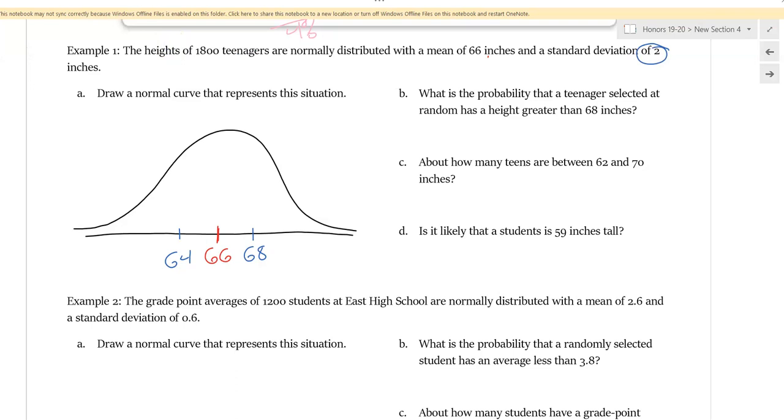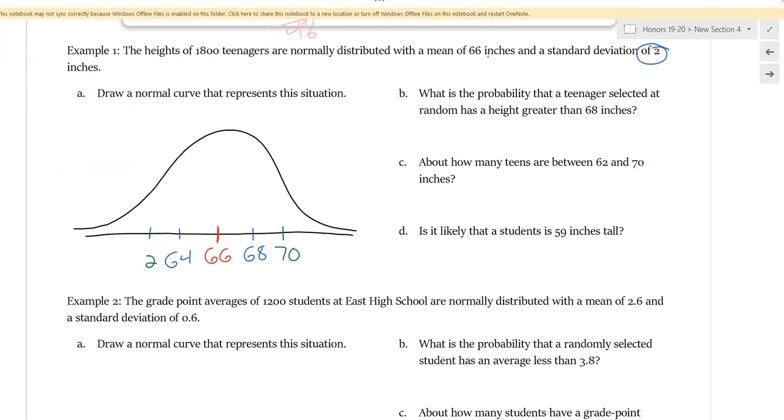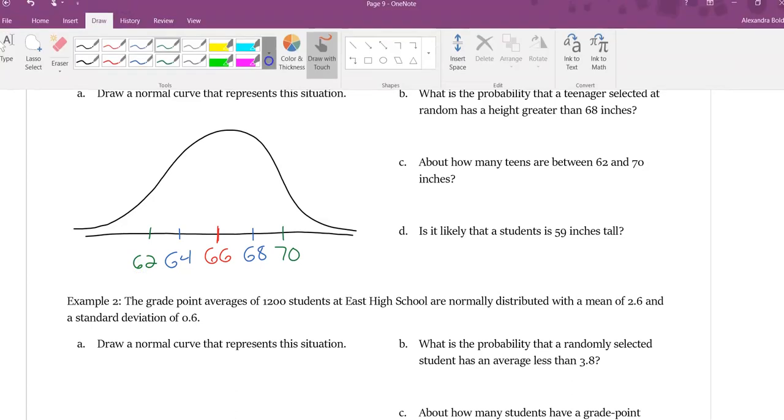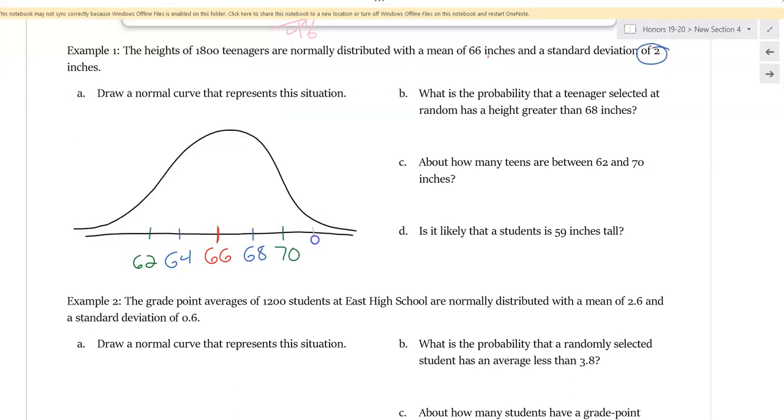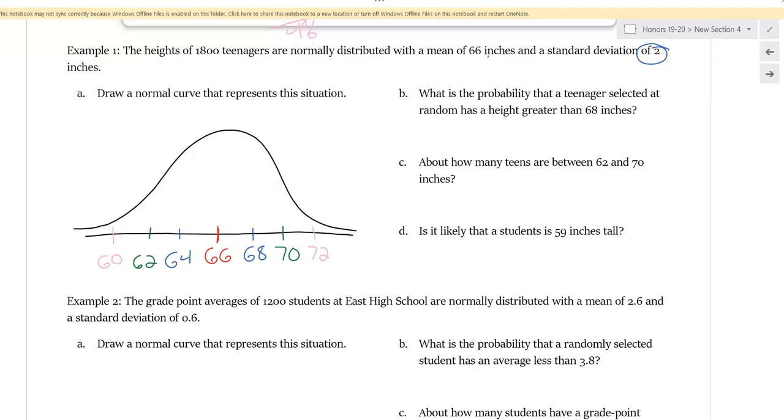Same thing, I want to do my next standard deviation. We do this 3 times. Well, if I add 2 again, I'm at 70. If I subtract 2, I'm at not 70, 62. So again, I'm just jumping each time by whatever the standard deviation is. And one more jump is 72. One more jump is 60. Then I'm just going to draw nice dotted lines.